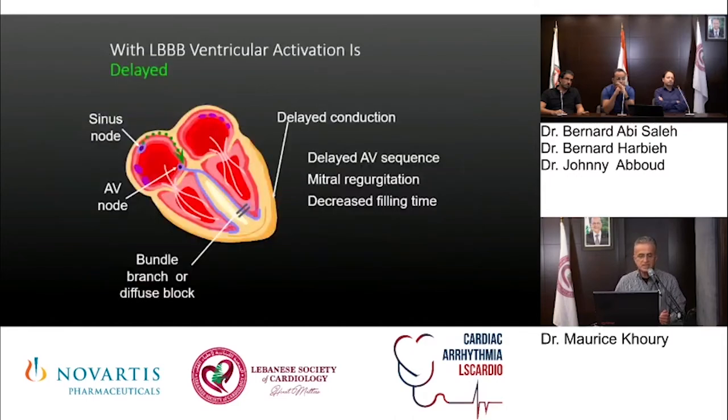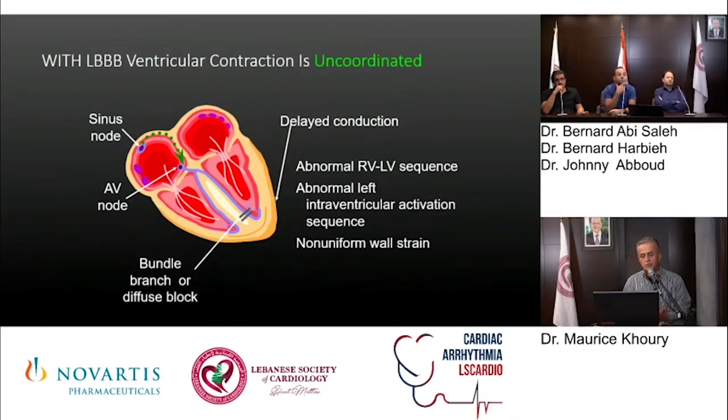And when you have so much dyssynchrony, you will have delay in the AV sequence, you will have mitral regurg, and you have also, and it's very important, decrease in filling time. So these are the most important effects of the left bundle. In addition to this, you will have more abnormality that we said, interventricular delays, where you have abnormal RV to LV sequence, intraventricular activation sequence, and the non-uniform wall strain. So these are the important mechanical effects of the left bundle.